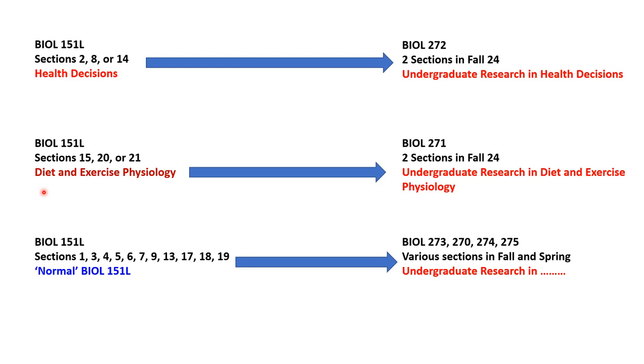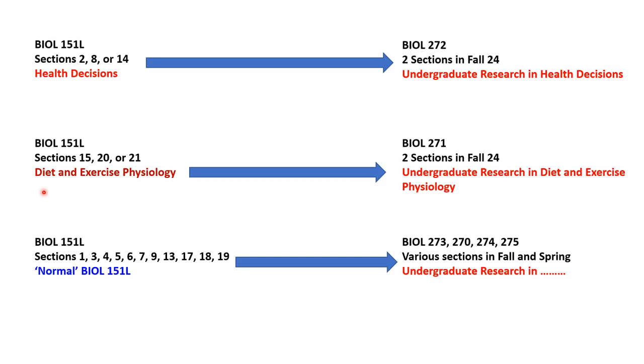151 is that you would learn a lot of the techniques and how to do basic research this semester, this spring, and then in the fall you would sign up for BIOL 271, again undergrad research in diet and exercise physiology, and you would be with some of the same people designing your own project that you would conduct as a group on diet and exercise and how it affects performance.